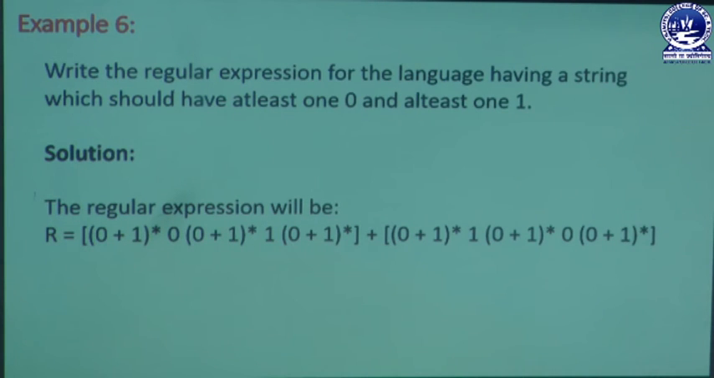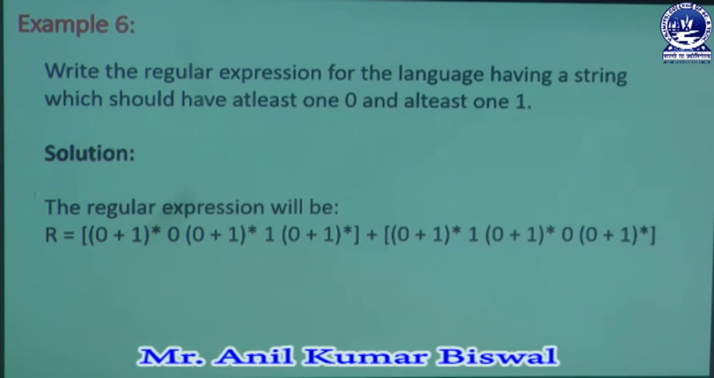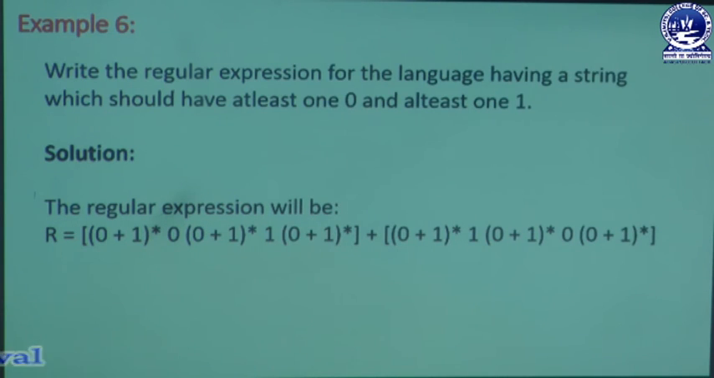That means we may get 01, maybe 1110, then 01, 1110, 1, like that. We must have at least one 0 and at least one 1. So in that case we get this kind of regular expression at the time of creation.